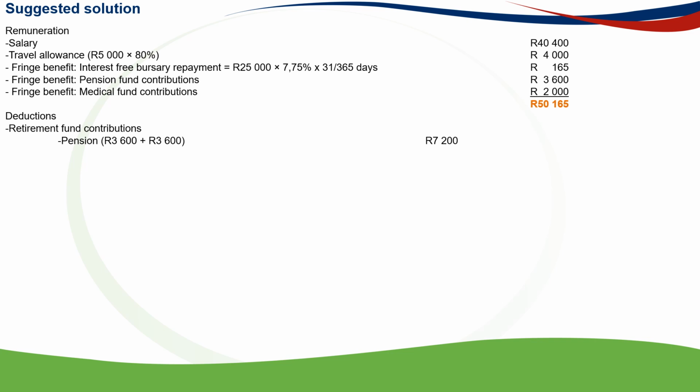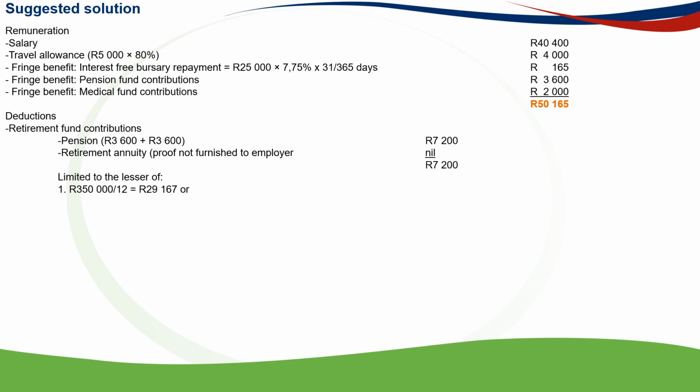Then the deductions, the retirement fund contributions, the amount for pension fund contributions, Solomon contributes 3,600 and his employer contributes 3,600 on which he is taxed. So the total gives us 7,200. The retirement annuity fund contributions, no proof was furnished to the employer, so it can't be taken into account. So the total is 7,200. And now we have to calculate the limitations. It's the lesser of 350,000 divided by 12 because we're working with monthly figures. Everything has to be the same. Monthly, we can't mix monthly and annual figures.